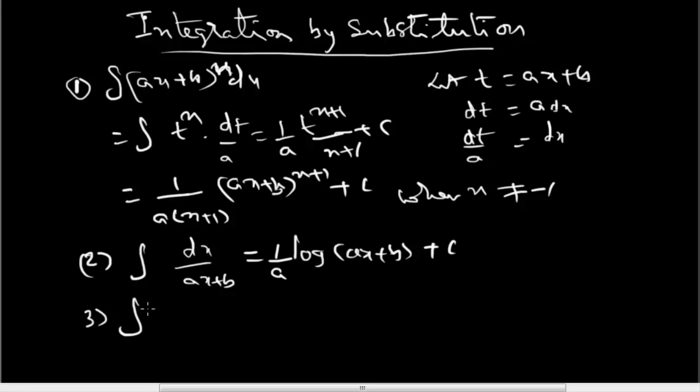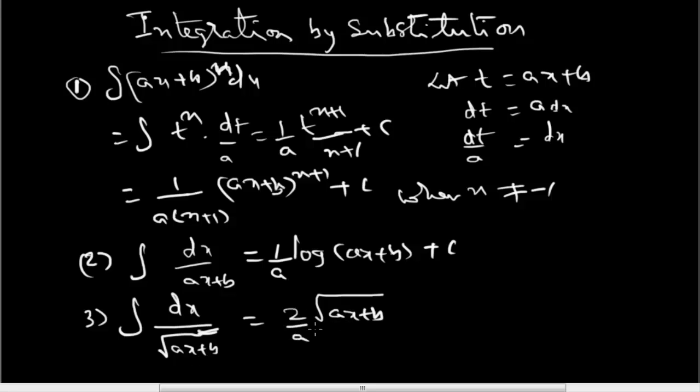Third one, integral dx by root of ax plus b. You know the integration of dx by root x is 2 root x. The integration of dx by root of a linear expression can be written as 2 root of that expression, and then by a. That a, you know, dt by a you come across, therefore 2 by a plus c.